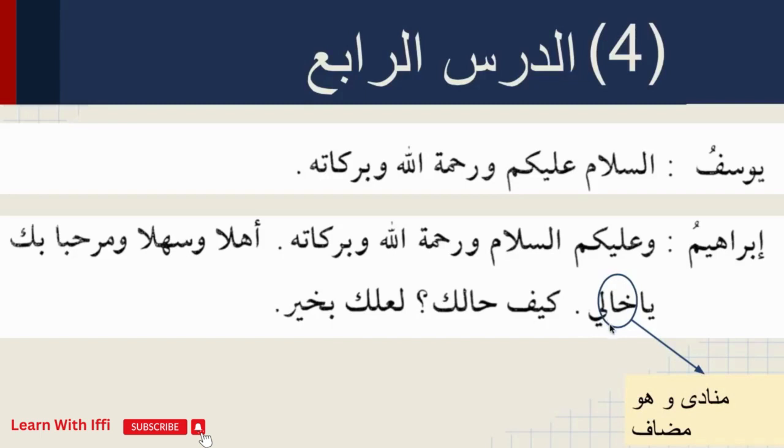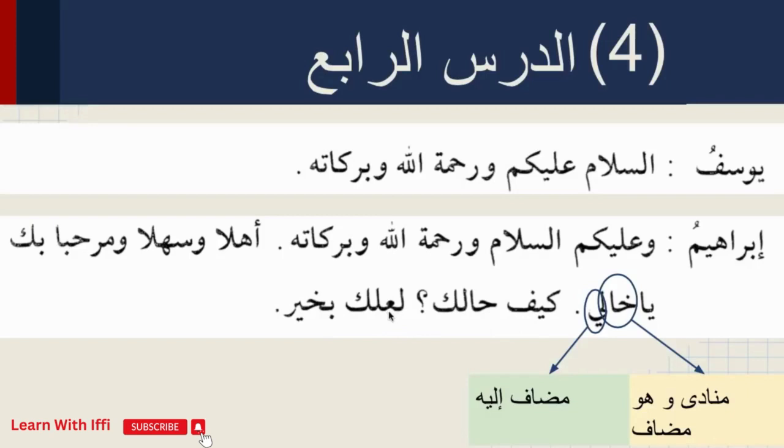And because of ya mutakallim, it becomes khali and ya is mudaf ilayhi. So khalu is munada wa huwa mudaf and ya is mudaf ilayhi. So it says kaifa haluka. So how are you? So I say la'allaka bi khair. So evidence la'alla is ismu min akhwatu inna.